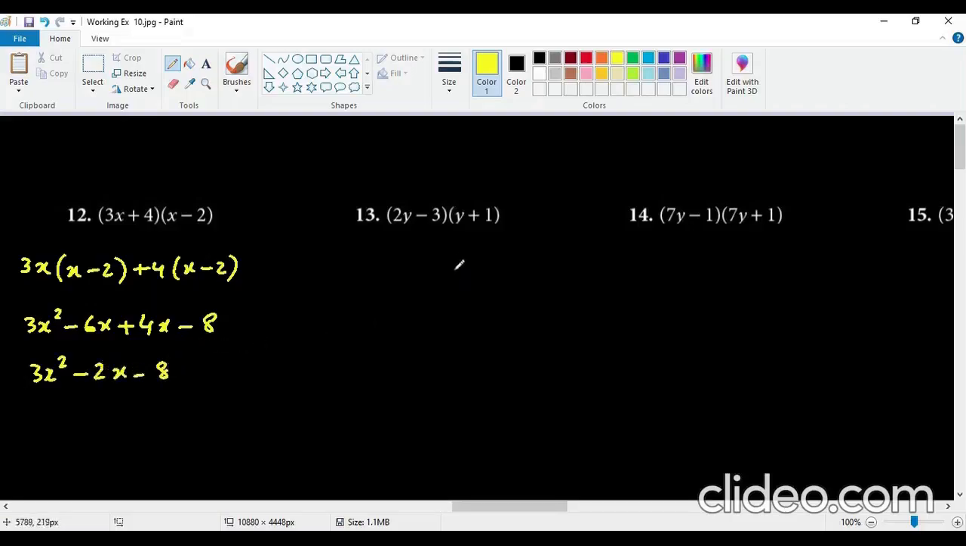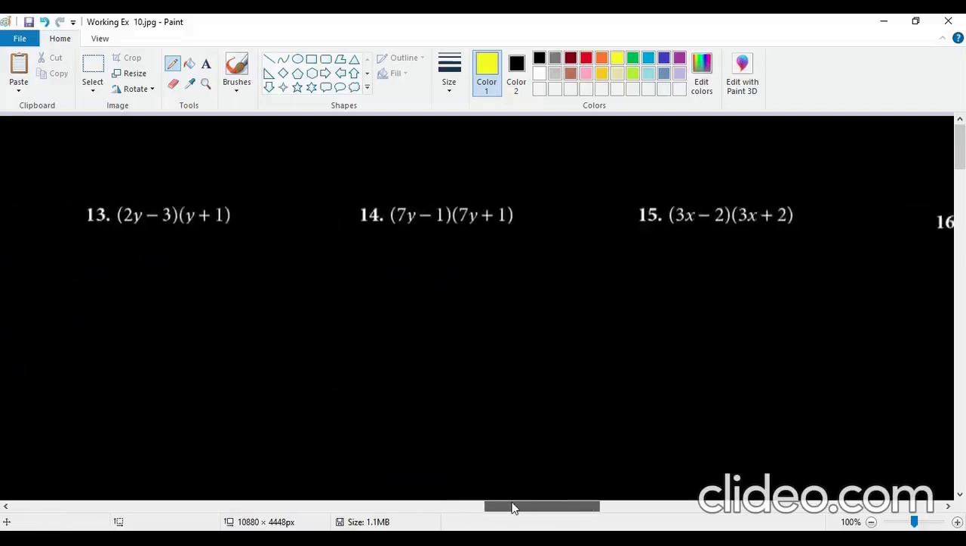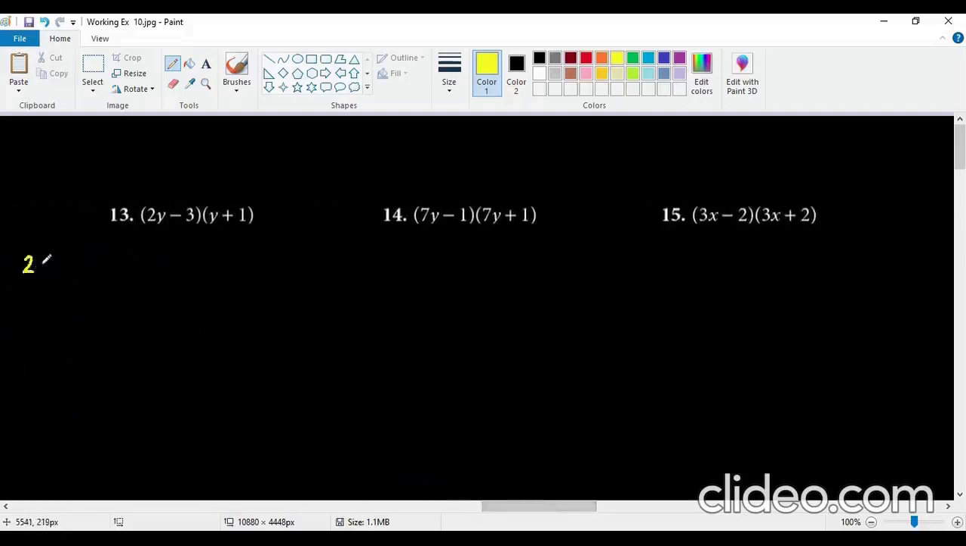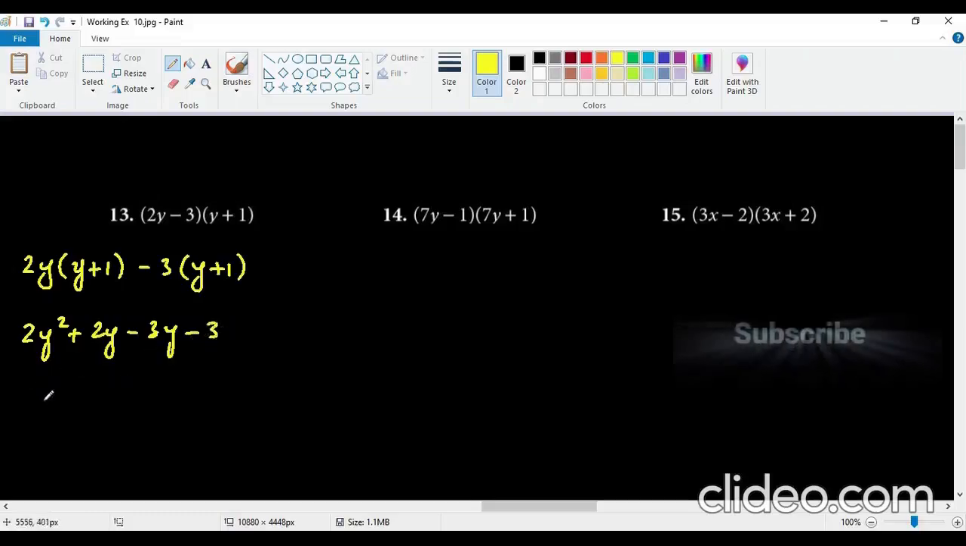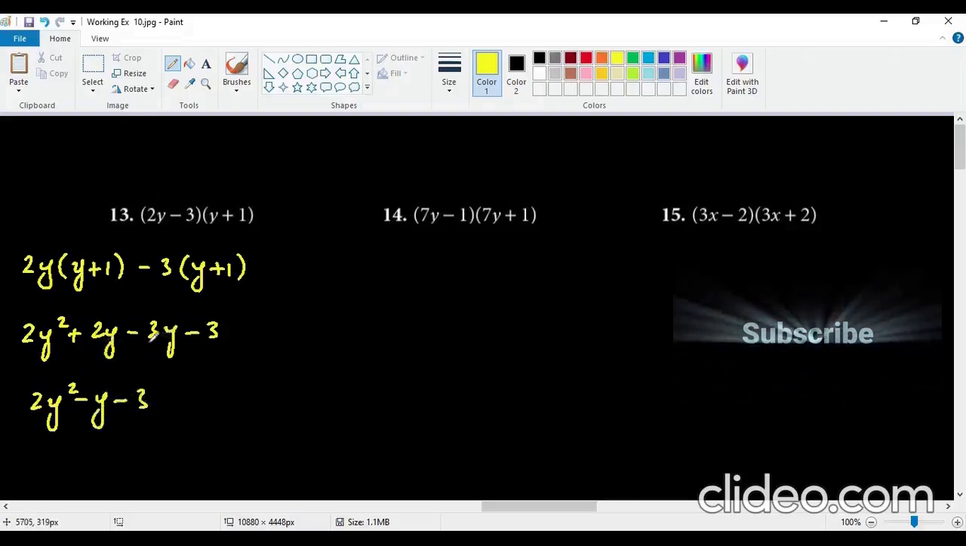For question number 13, it's going to be 2y multiplied by y plus 1, and minus 3 is going to be multiplied by y plus 1 once again. So first one is going to give you 2y square plus 2y minus 3y, and minus plus is a minus. 3 times 1 is a 3. So 2y square and minus y and minus 3, because minus 3y plus 2y is going to give you a negative 1.